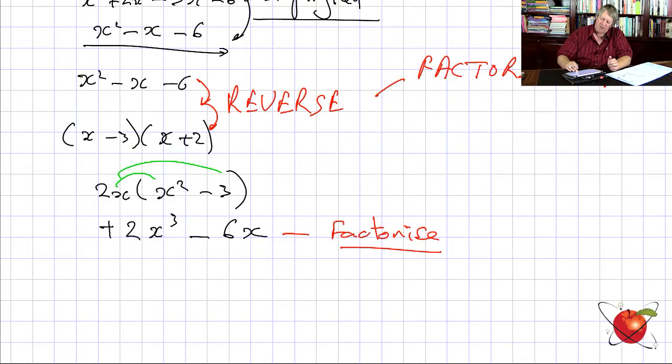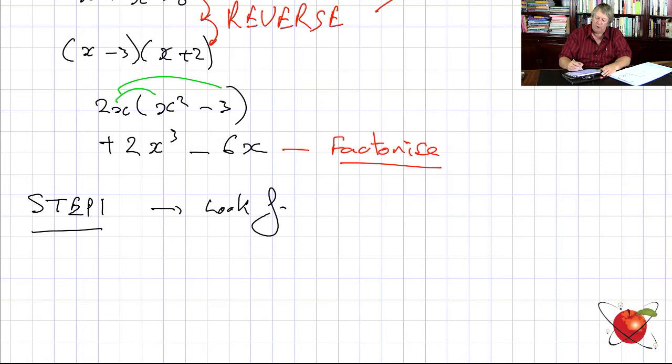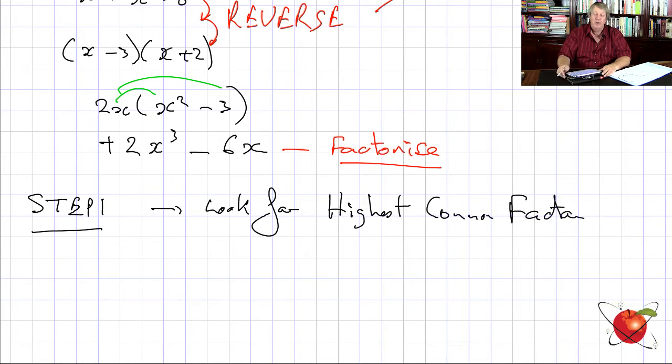Well, there's a series of steps we're going to go through. First of all, you keep going through the same checklist. Step 1 is look for the highest common factor, which means the highest thing that divides into both terms.